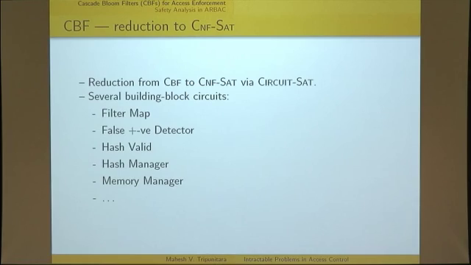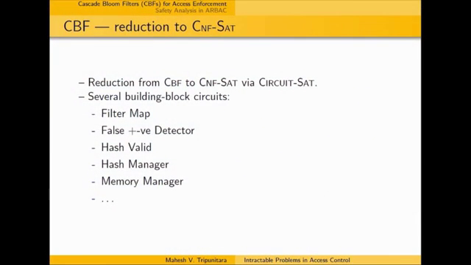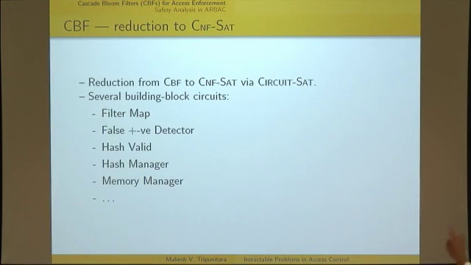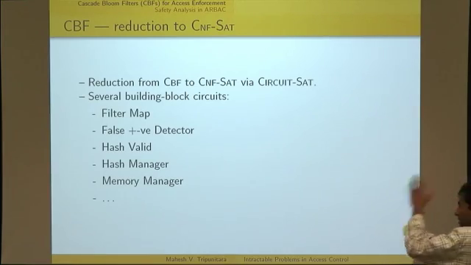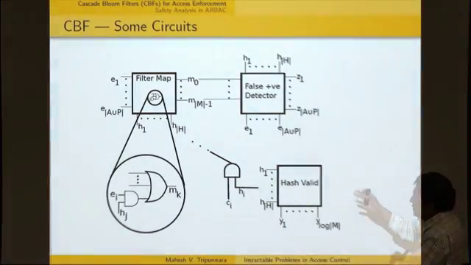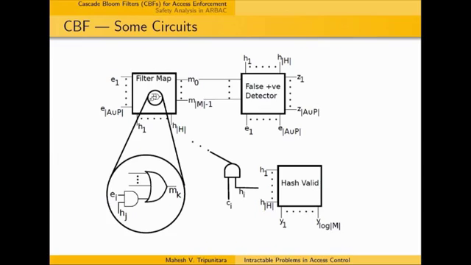So I'm just going to look at the reduction to CNF-SAT. And again, we went to circuit SAT, Boolean circuits. Here, the building block circuits are much more complicated. So we have a bunch of building block circuits. I have this nice picture to show some of them. I don't know that I want to go over them.